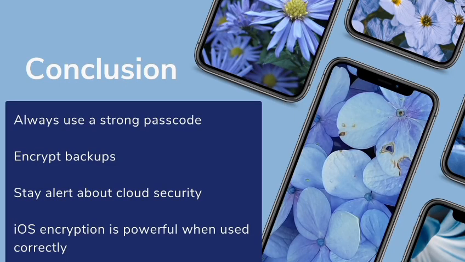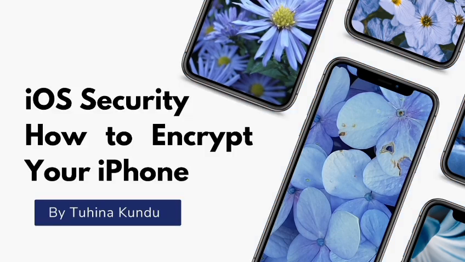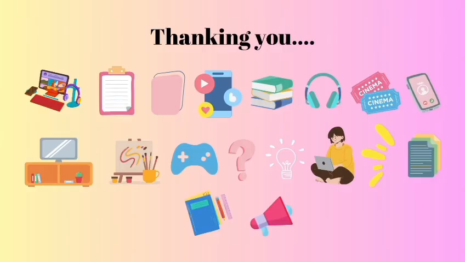To wrap up, always use a strong alphanumeric passcode and enable data protection and backup encryption. Also consider remote erase and powering off for maximum security. With these simple steps, your iPhone will be much safer from unauthorized access. So that is all for today's guide on iOS encryption.